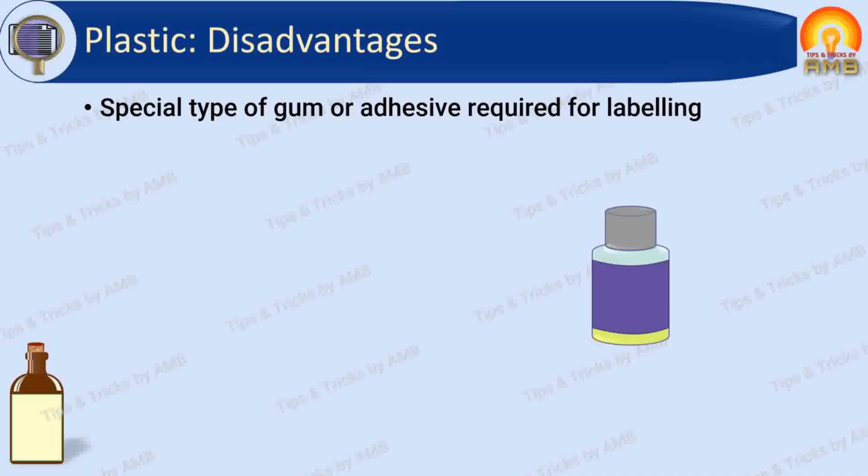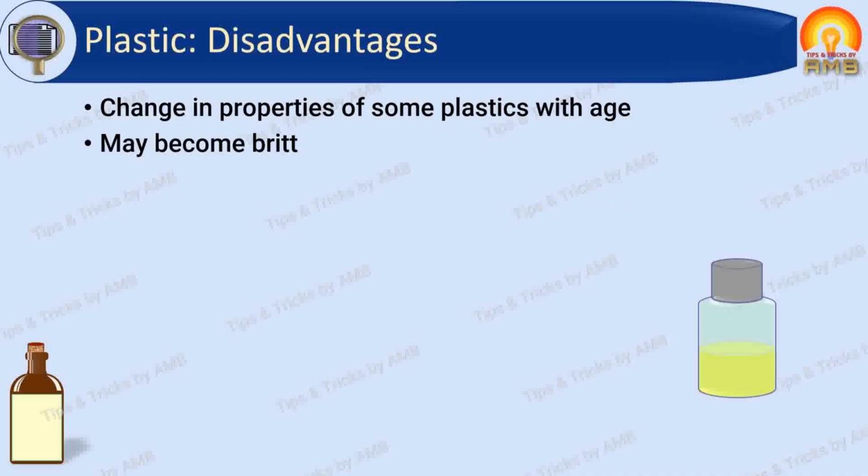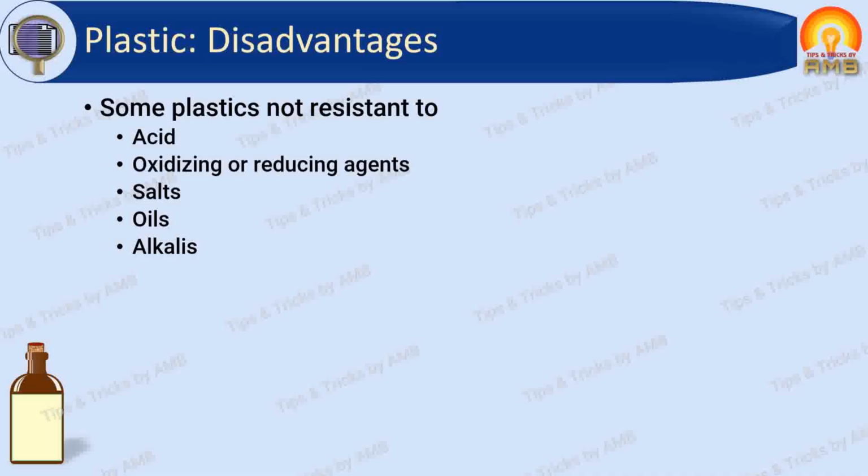It will add to the cost of the containers. Another disadvantage is properties of some plastic change with age. These may become brittle and show cracks with age. Another disadvantage is some plastics are not resistant to acid, oxidizing or reducing agents, salts, oils and alkalis, etc.